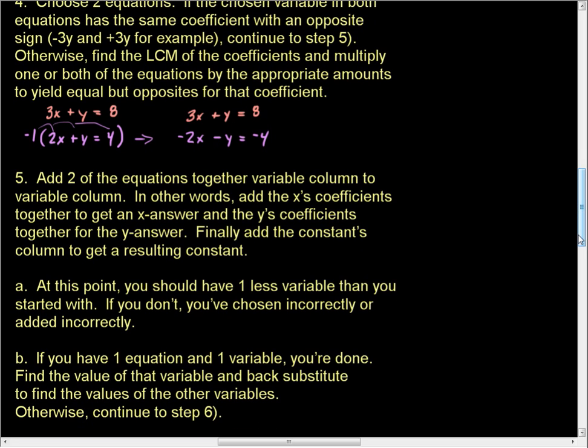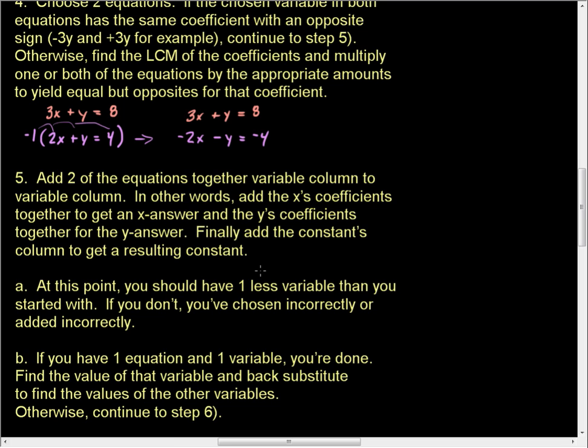Step 5 is a long one, but there's really not as much to do here as it looks. It says add the two equations together, variable column to variable column. That means that if I've got x's, I add all my x's together. If I have y's, I add my y's together. That's it. Finally, add the constants column to get the resulting constant. It says at this point, you should have one less variable because we chose a variable to eliminate, and this is that elimination step. If you don't, you've chosen incorrectly, or worse, you've added incorrectly. The other third option is that you could have multiplied incorrectly.